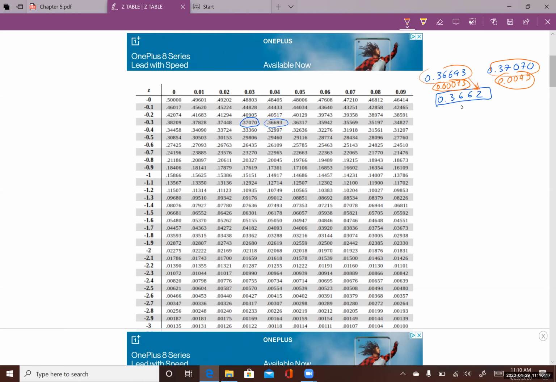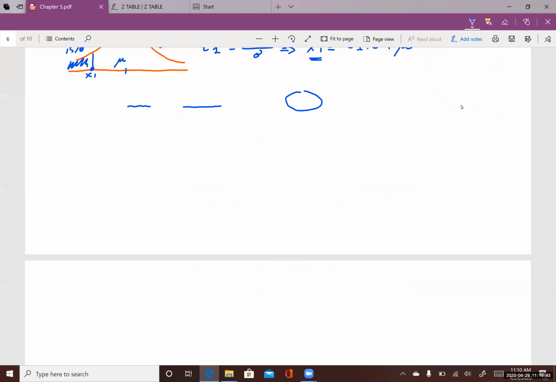That is why the z-score that corresponds to 0.3662 should be negative 0.34. Okay, not negative 0.33. So negative 0.34 should be the answer here.